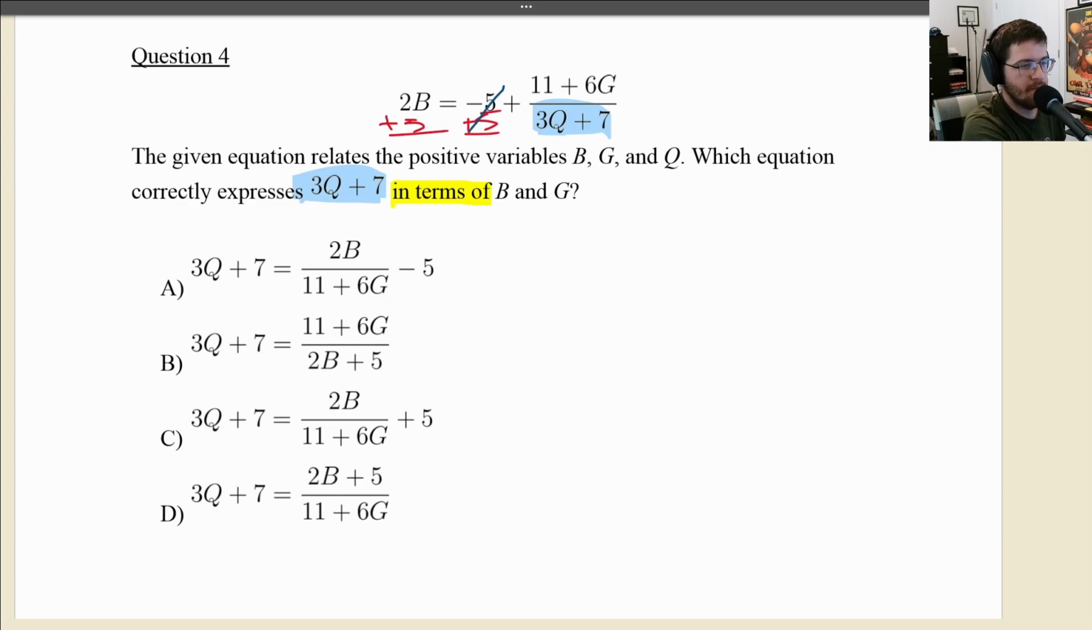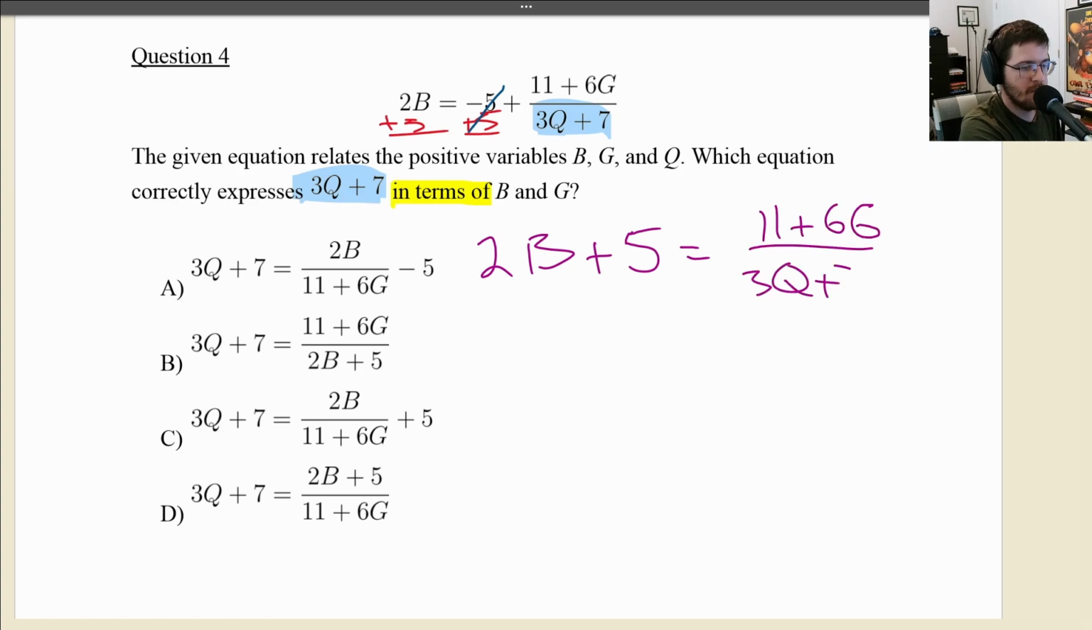This guy will go away. And we get 2b plus 5 equals 11 plus 6g over 3q plus 7. Now what we're going to do is we're going to get this guy out of here. We don't normally move the desired quantity to the other side, but we really don't want it in the denominator of a fraction. So nevertheless, we're going to do it. We're going to multiply both sides by 3q plus 7. Opposite of division is multiplication.